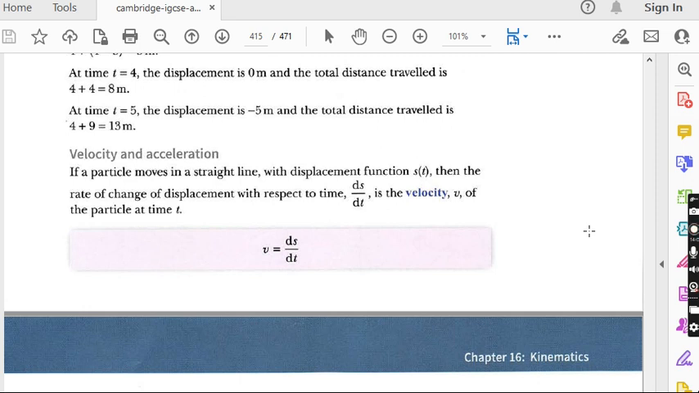Now, velocity and acceleration. The rate of change of displacement is called the velocity. Velocity is a vector quantity, but differentiation can also provide the velocity. If you differentiate displacement with time, you will get the velocity. So the formula of velocity is ds/dt. It means the derivative of displacement with respect to time gives us the velocity.